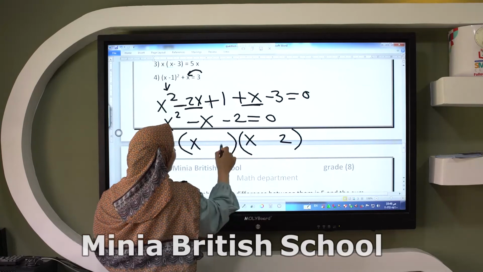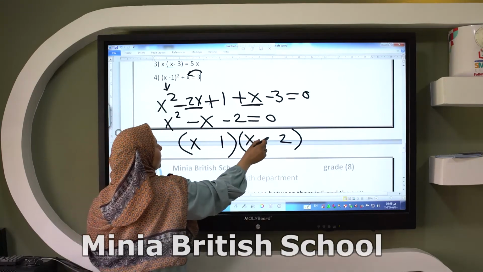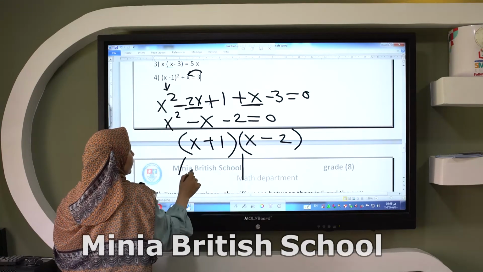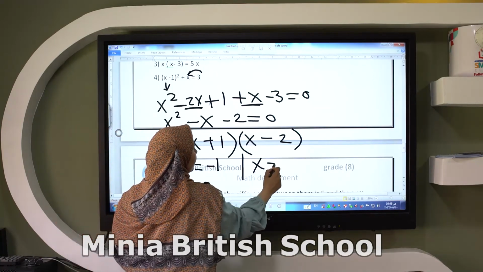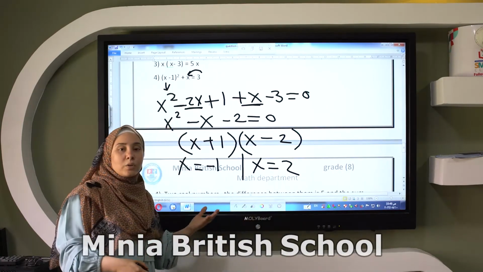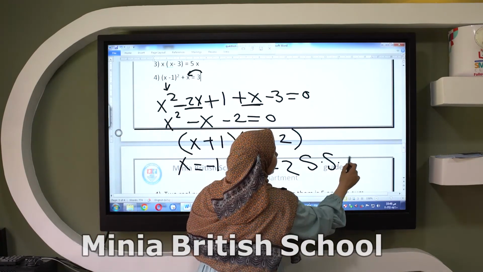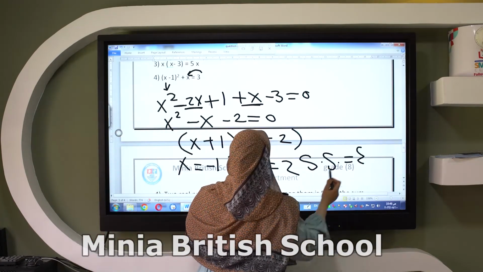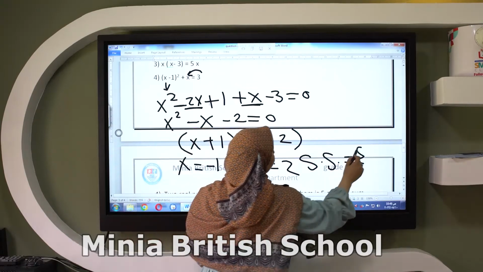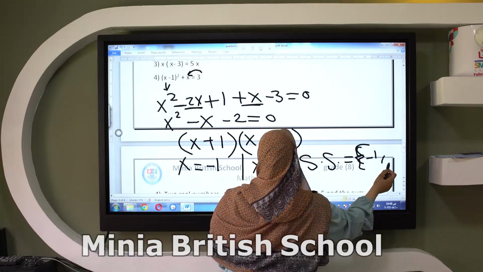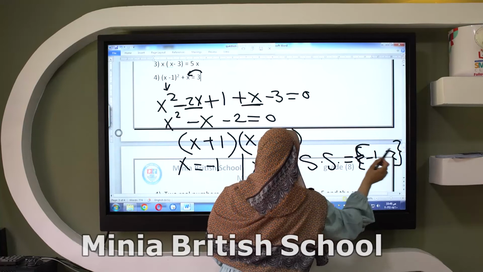x, x, 1 and 2, takes the same sign of the middle, the other, then x equals negative 1, x equals 2. Then the solution set equals negative 1 and 2, okay? And you must write the solution set, grade 8. Negative 1 and 2, okay?